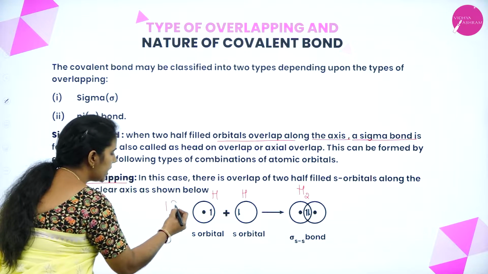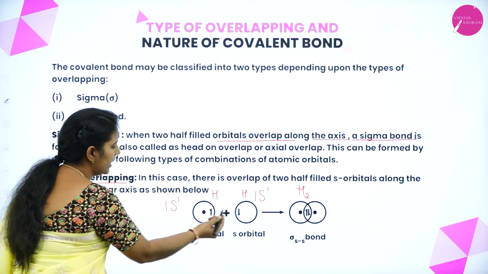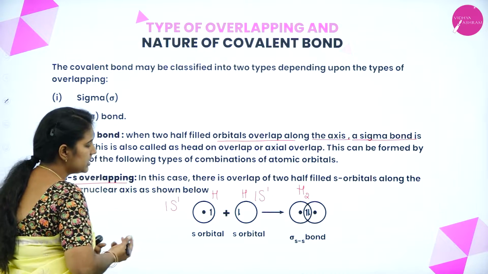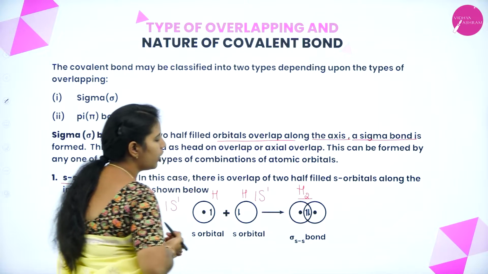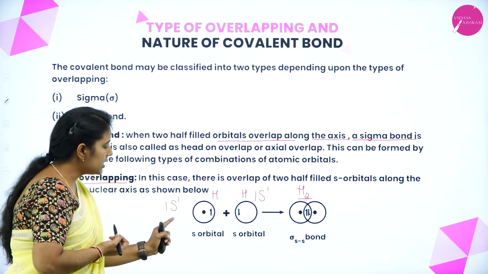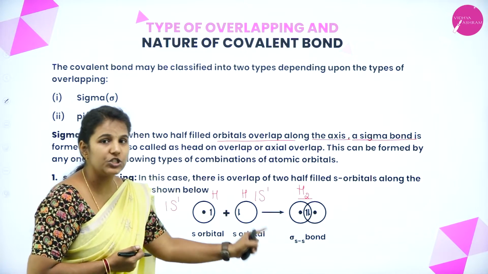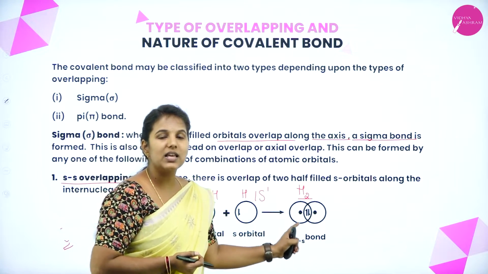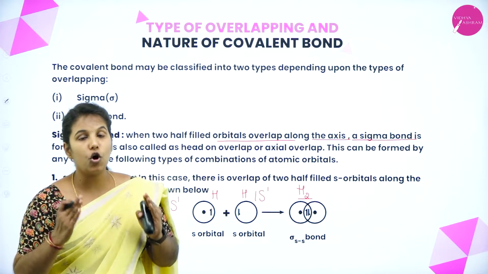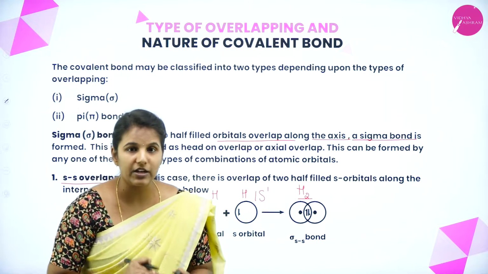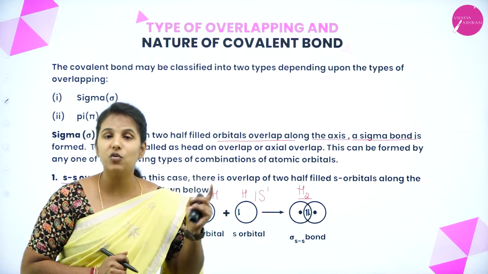We know that each hydrogen atom has 1 electron in the s orbital. Is it right? It has 1 electron in the s orbital. When they overlap, it results in the formation of a hydrogen molecule. Since here you can see that s and s orbitals are getting overlapped axially, it is said to be a sigma bond. It is said to be a sigma bond because these 2 orbitals are overlapped axially. And remember, it is an SS type of overlapping.